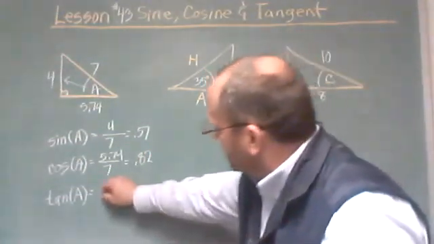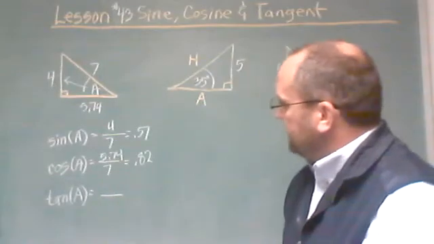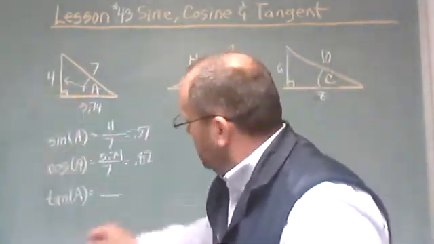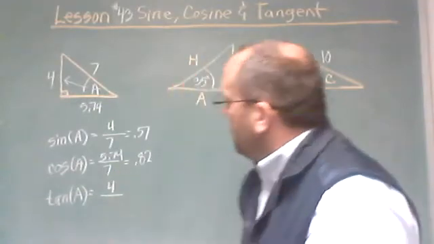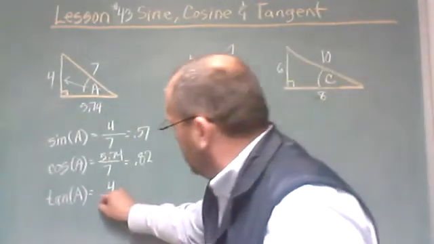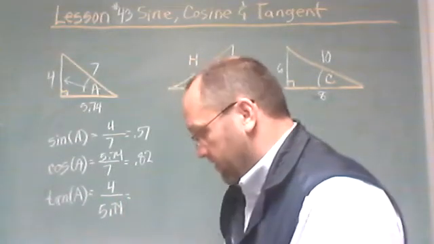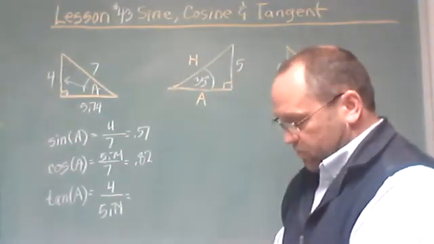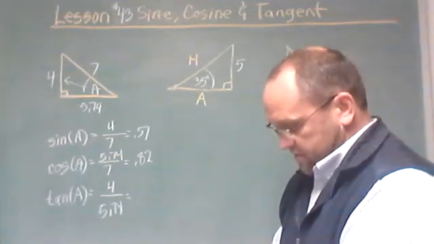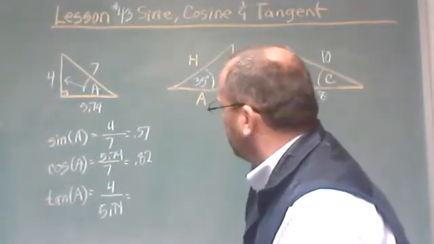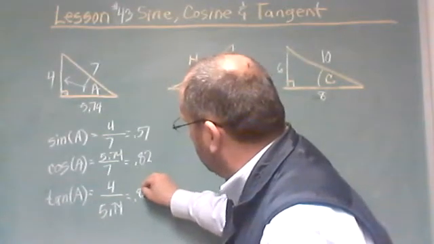And the tangent, again, a ratio of what side length? The tangent is the opposite side length over the adjacent side length. We don't usually leave that as a ratio. We'll divide it out. It comes to 0.87. So that's one possibility.